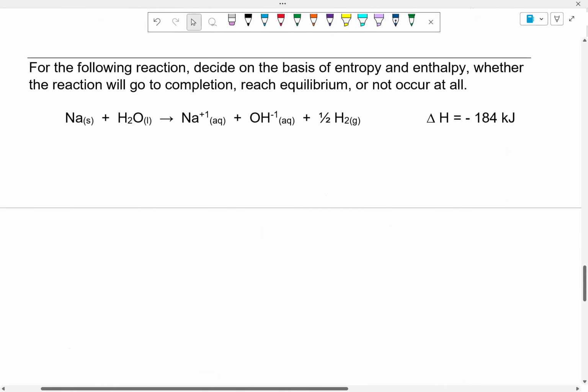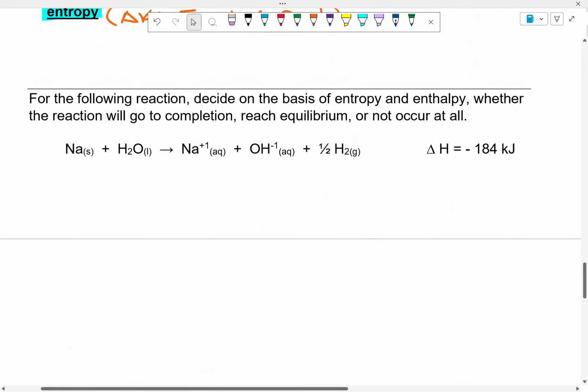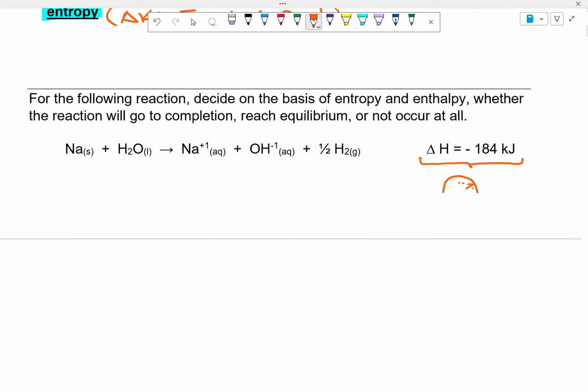Now, I just wanted to give you an example here. It says, for the following reaction, decide on the basis of entropy and enthalpy whether the reaction will go to completion, reach equilibrium, or not at all. Now, in this particular case, the first thing you identify is this delta H. If you take a look at this delta H, you notice that this is an exothermic reaction.